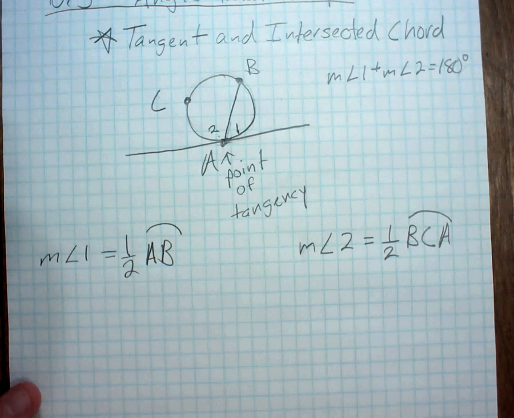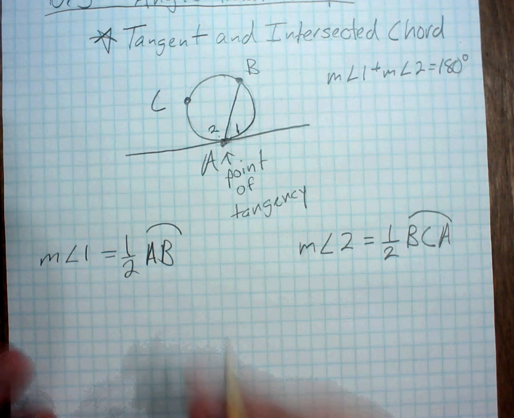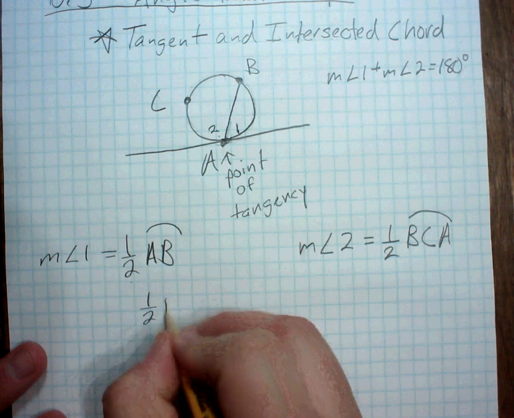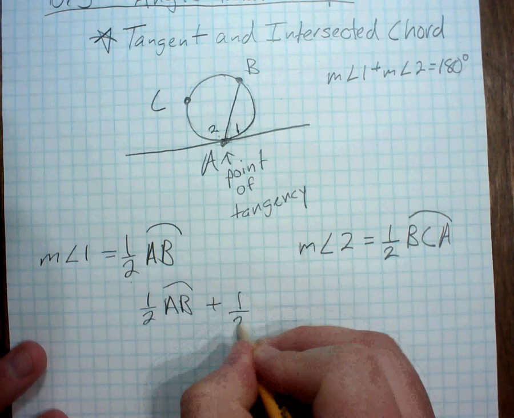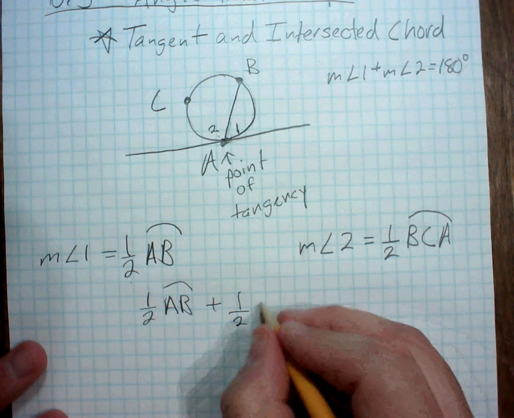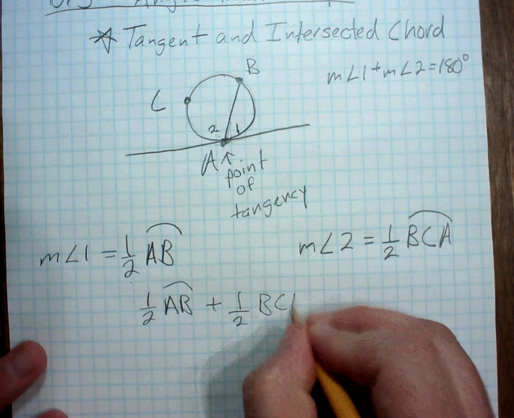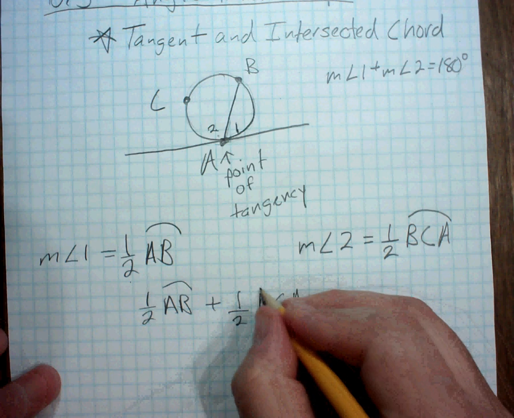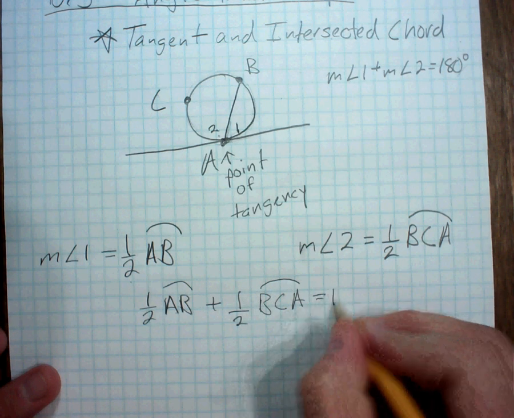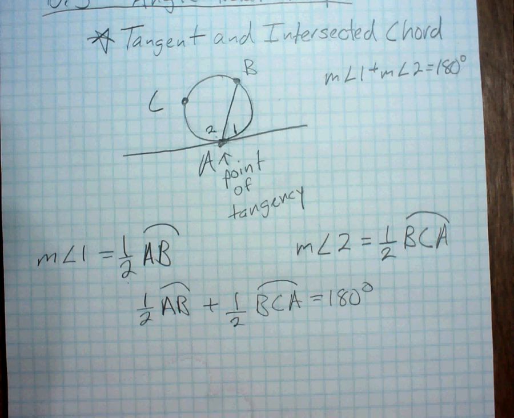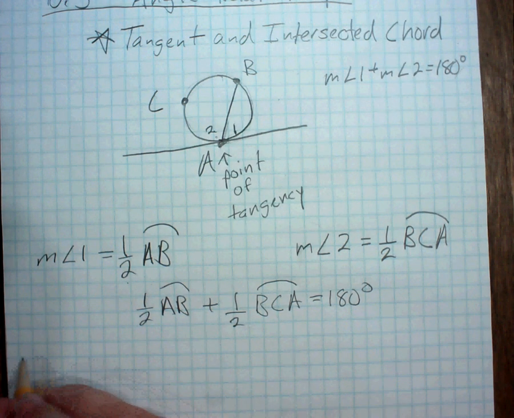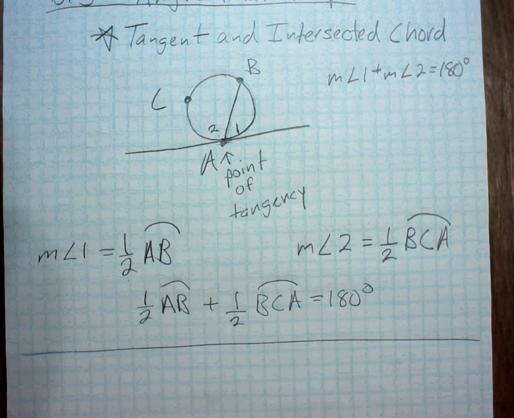Now the interesting thing about that is that it has to add up, so 1/2 of arc AB plus 1/2 of arc BCA has to equal 180. So that's the relationship there. We're going to use that to do some of the examples today, especially example number 1. So let's just jump into example number 1 so you can see what this means.